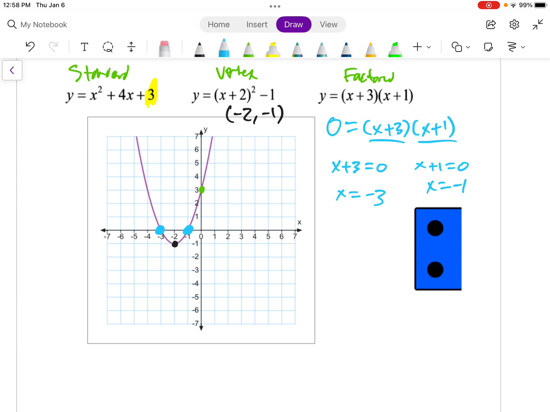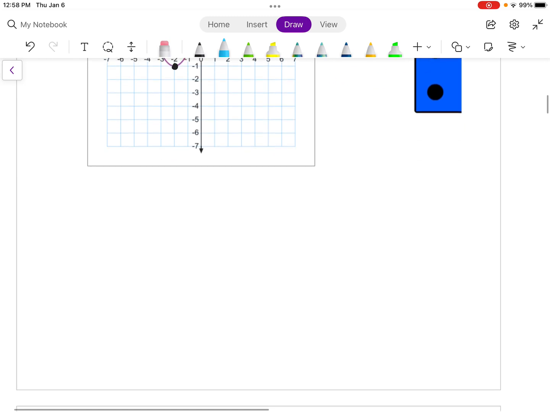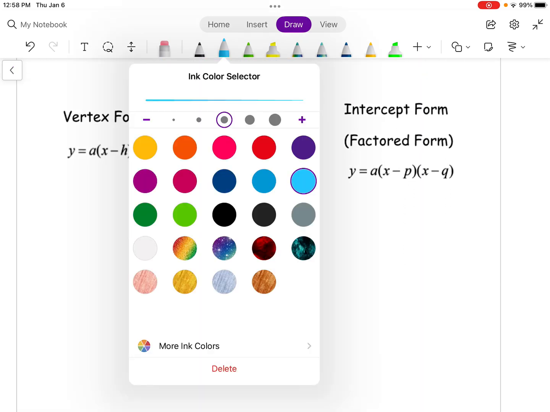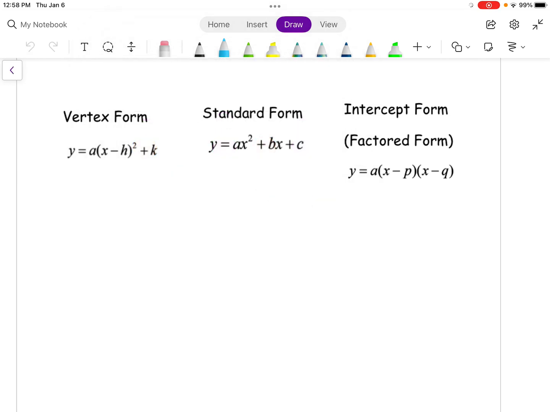Okay, so just to summarize, put this in your notes. These are what we can get from those three forms of a quadratic. Whoops, sorry about that. If it's in vertex form, then it tells us the vertex. The vertex is at (h, k). We've done a lot of that.